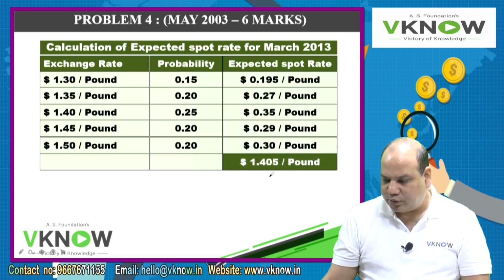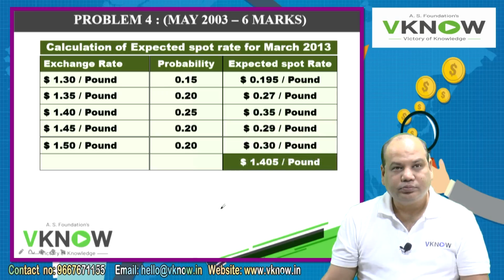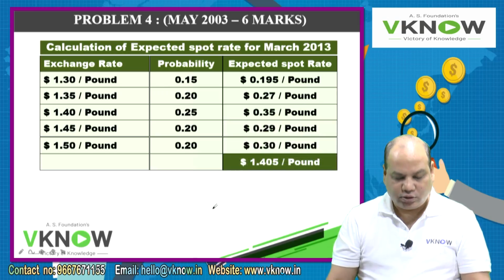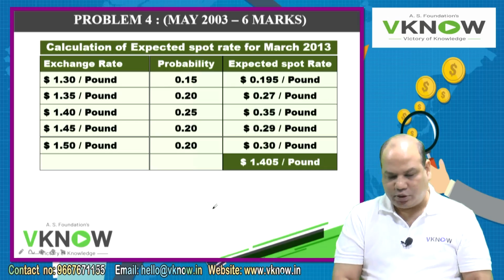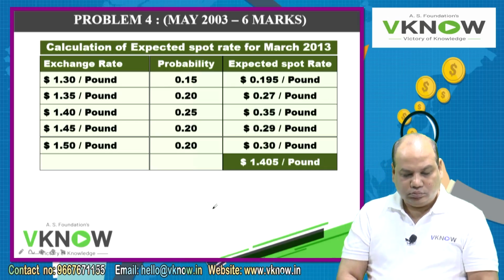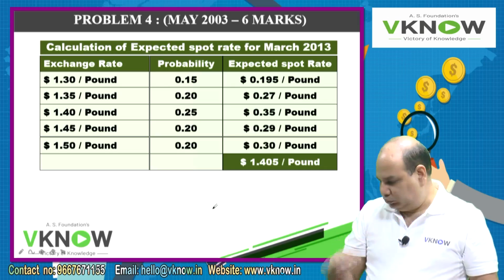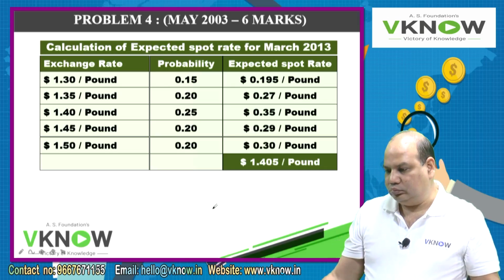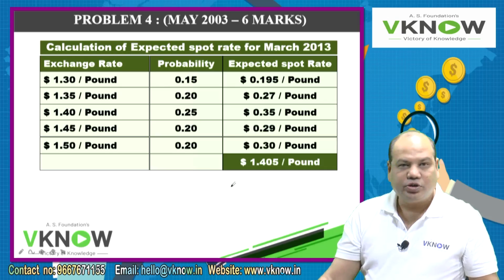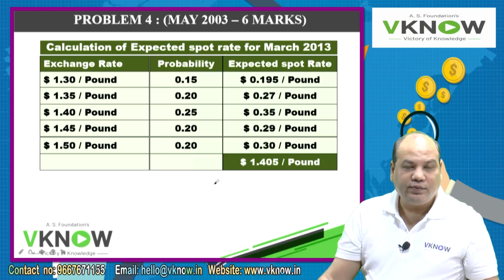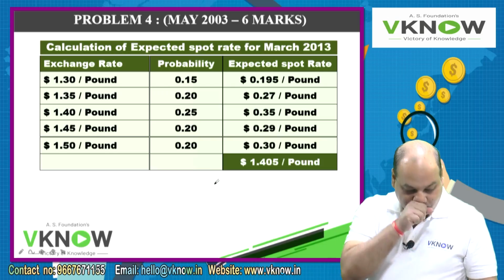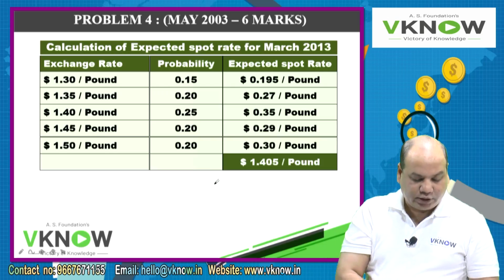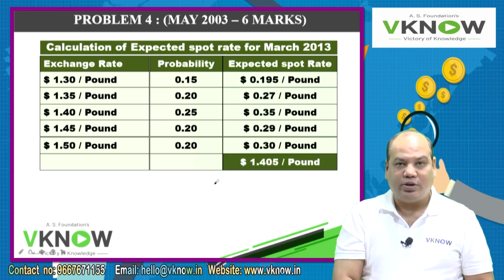The answer is $1.405 per pound. Check the answer. The answer is $1.405 per pound. This is the first answer. Look at the second question. If the 6-month forward rate is $1.40 per pound, should the firm sell forward its pound receivable in March 2013?